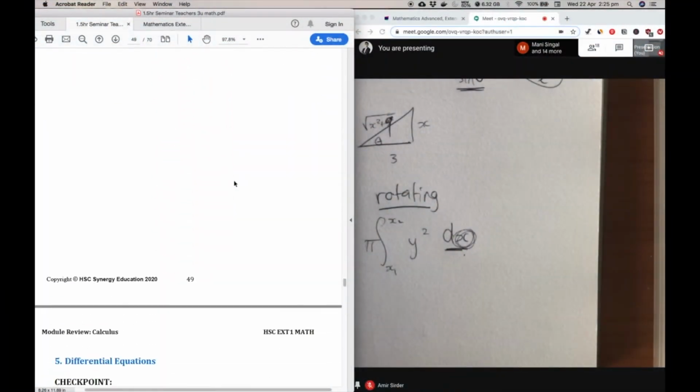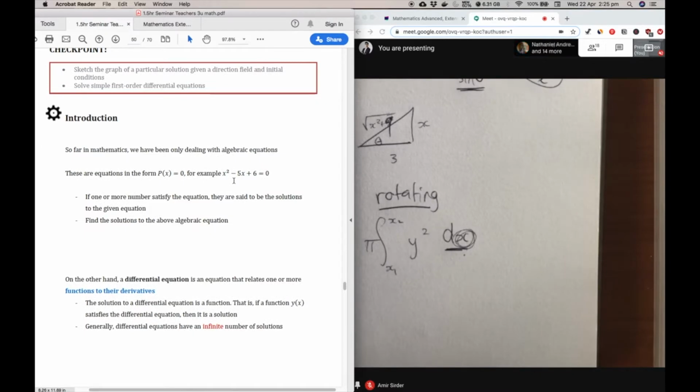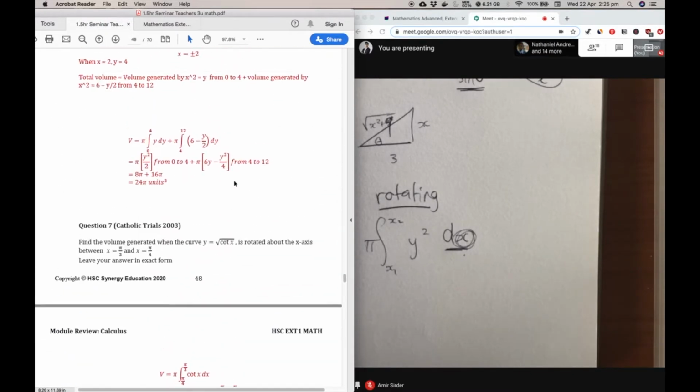But I do want to spend at least 10 minutes on differential equations, because that is the new syllabus component. A lot of this stuff can be found in a lot of old resources.